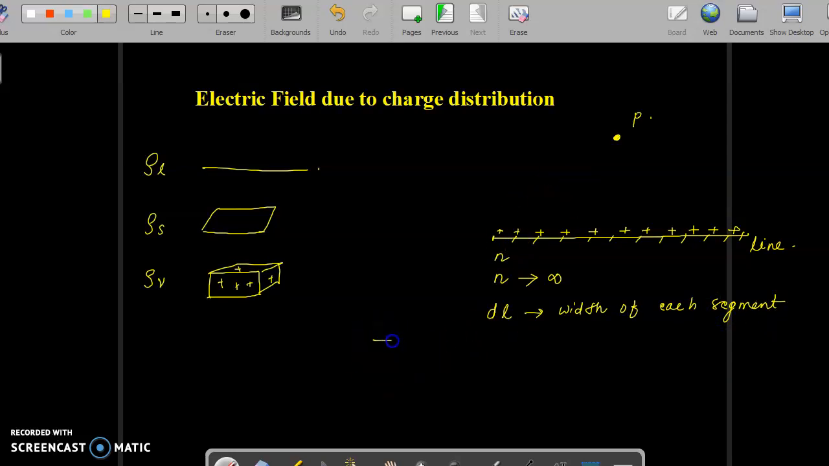So let us take one small segment. It's dl. Its width is dl. The charge is delta q. So this is here delta q. If it is the first segment, delta q1, delta q2. So there are many segments, up to delta qn. That means the number of segments changes from 1 to n. So we can correlate all this delta q, the number of segments, and the width of each segment using this expression.